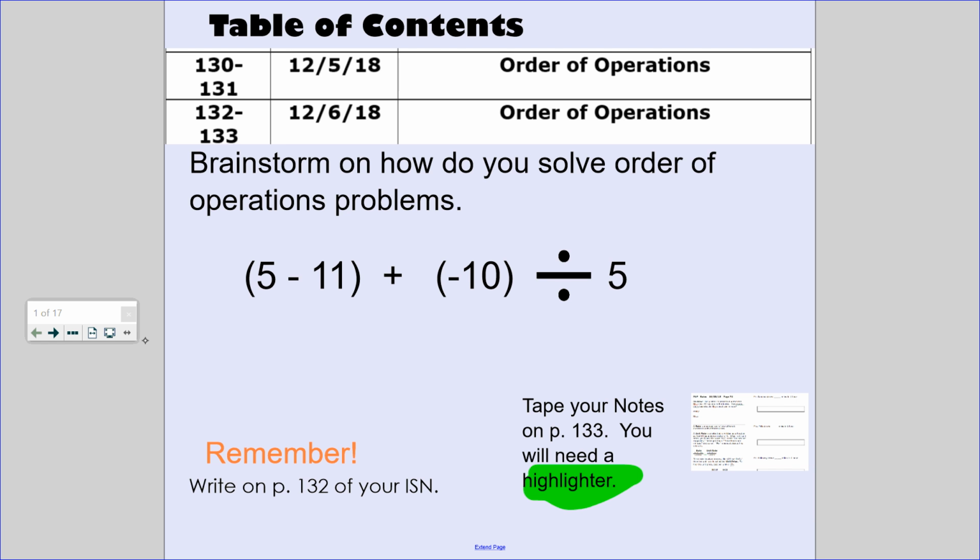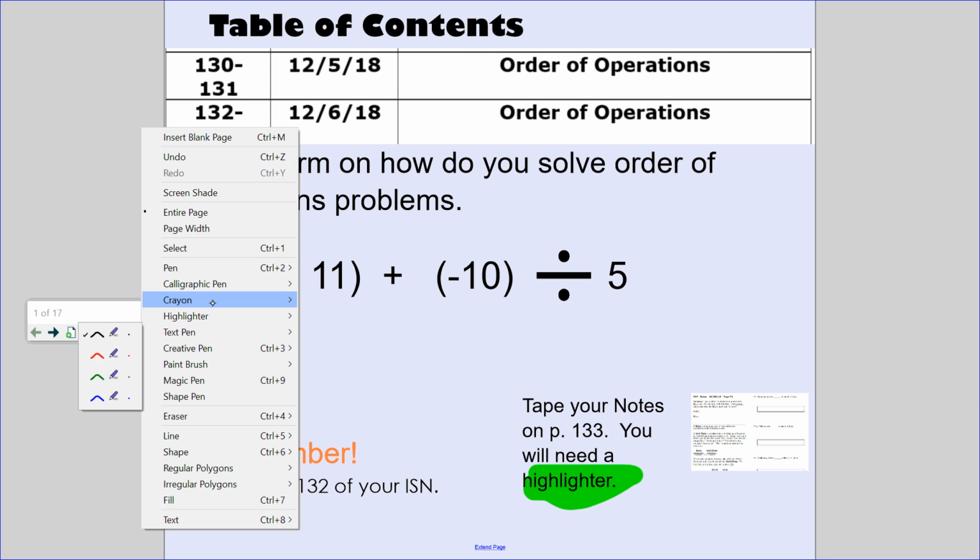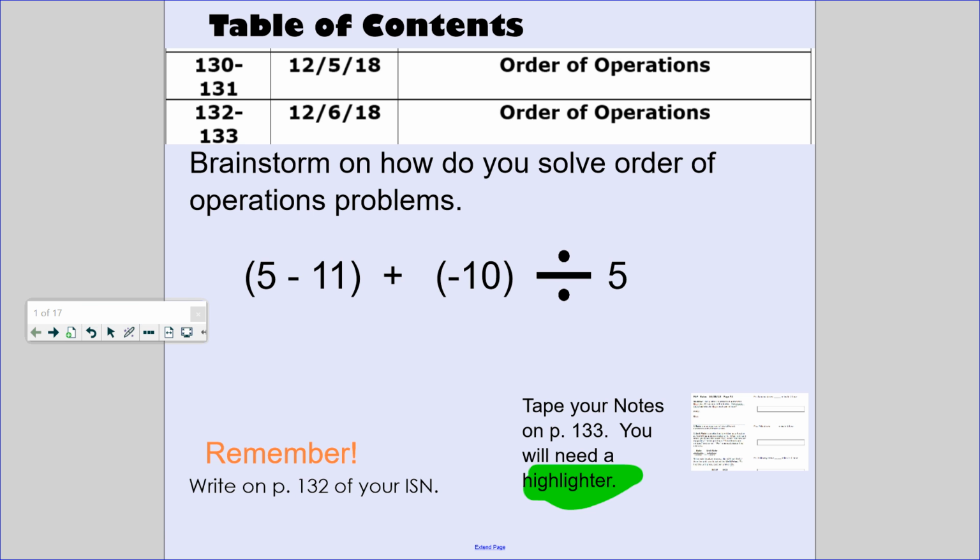Welcome. This video is part 4 of order operation. So again, this is an order operation problem. Brainstorm how you solve this order operation problem. We need to highlight the addition and subtraction operators that separate the terms. So let me highlight this addition and subtraction. Anything else? I do not see any.